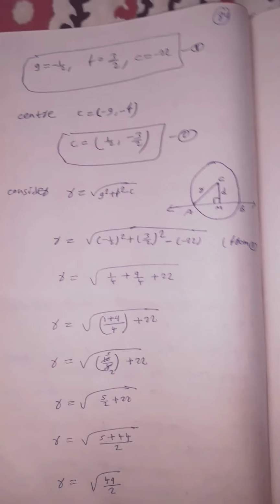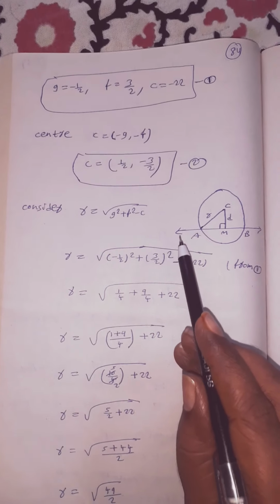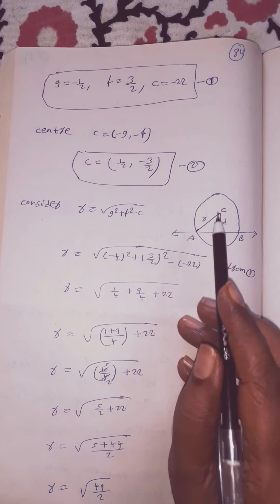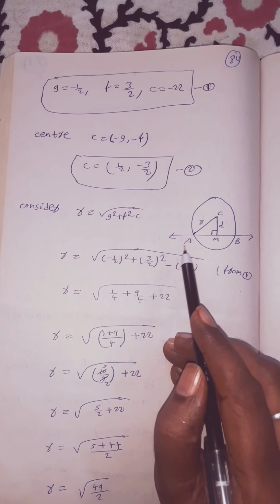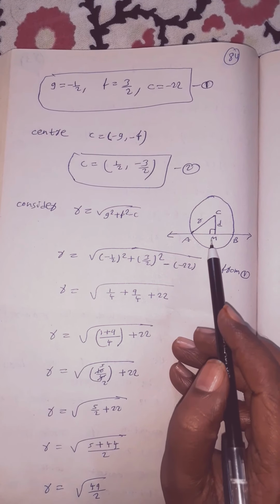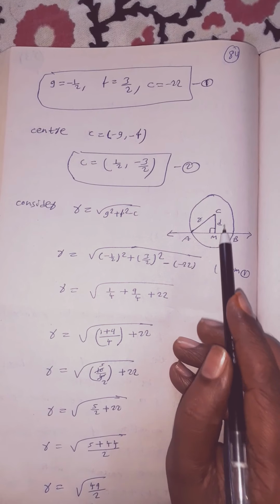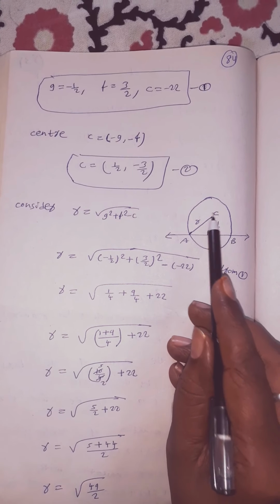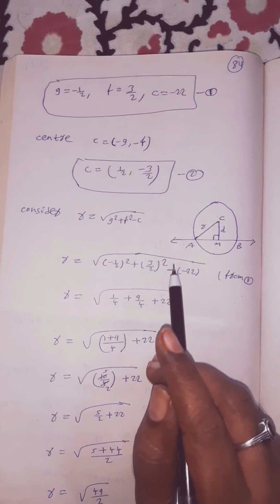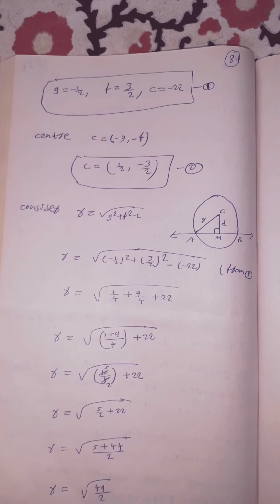So this is the diagram structure, children. First of all, it is a circle with center C. It is a chord, children. AB is a chord. So join here C to M. It is the perpendicular distance from the center to the line. The given line, what is that given line? Y equal to x minus 3.